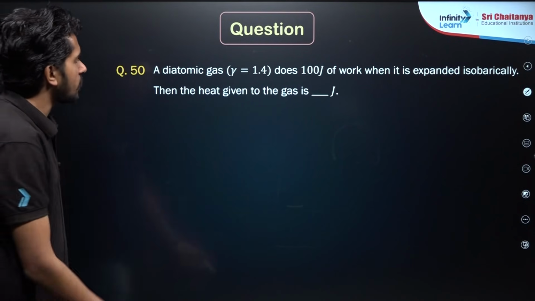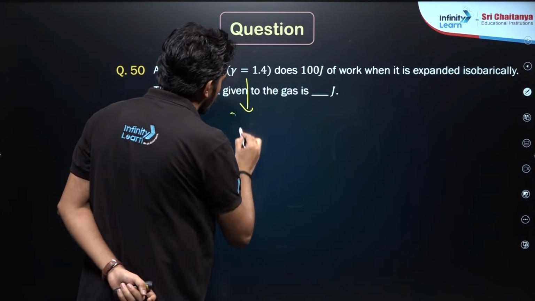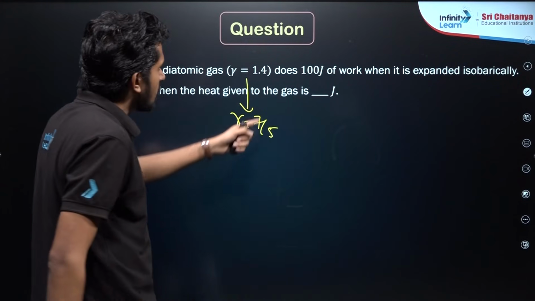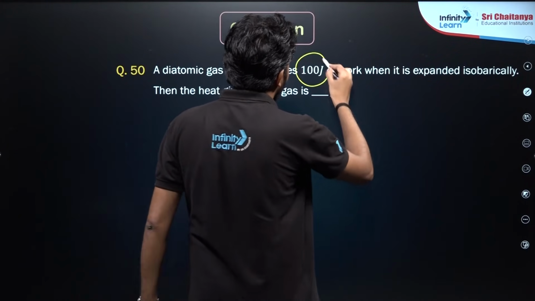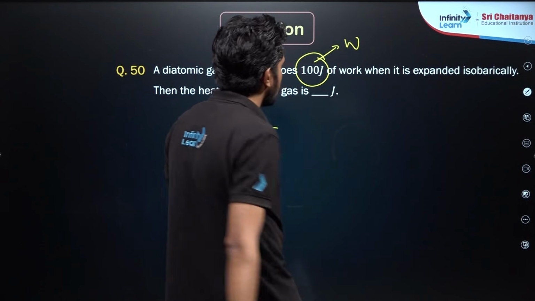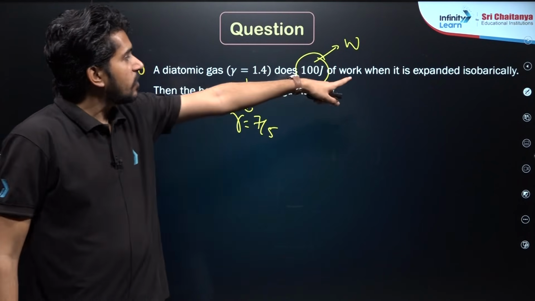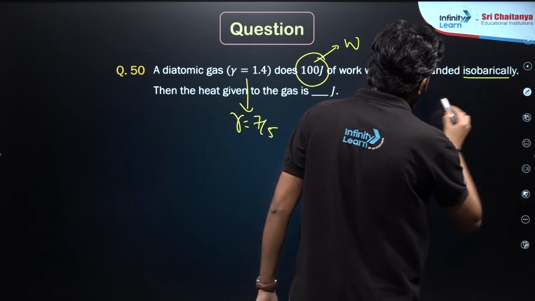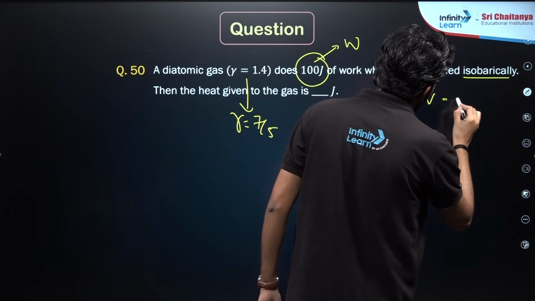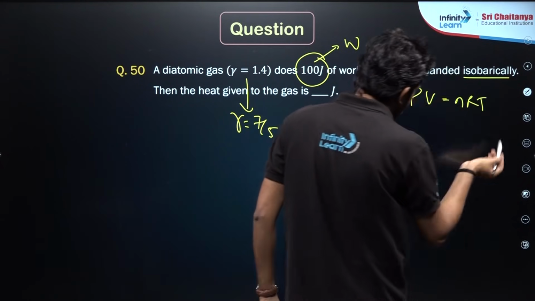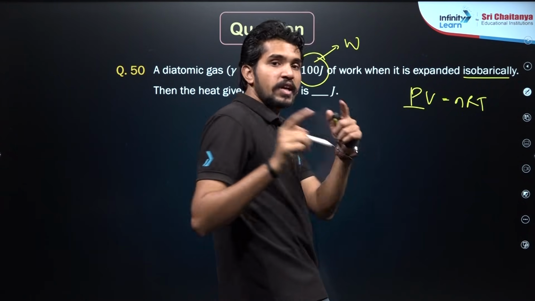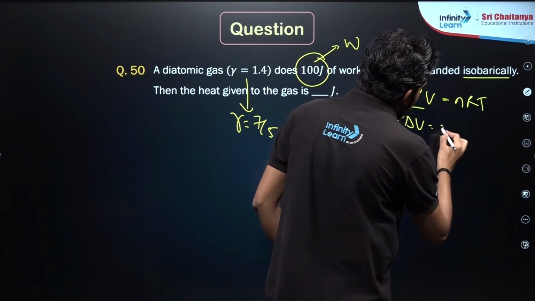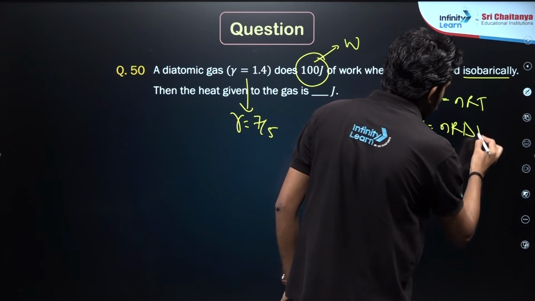A diatomic gas, gamma is given, that is 7 by 5, does 100 joules of work. Work is 100 joules. Thermodynamics. When it is expanded isobarically, PV equals nRT, right? And isobarically pressure is constant. So P delta V is nR delta T. Very simple.